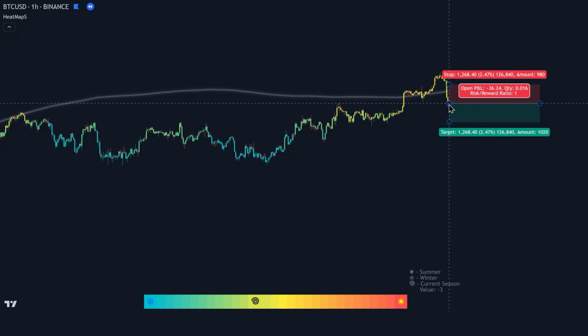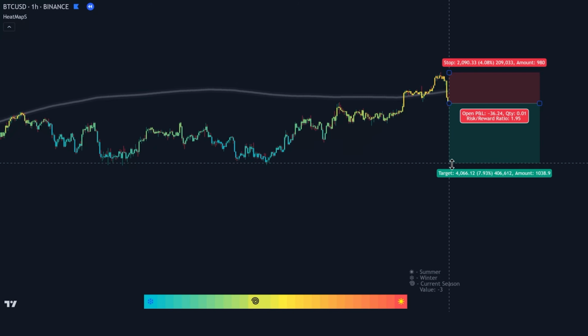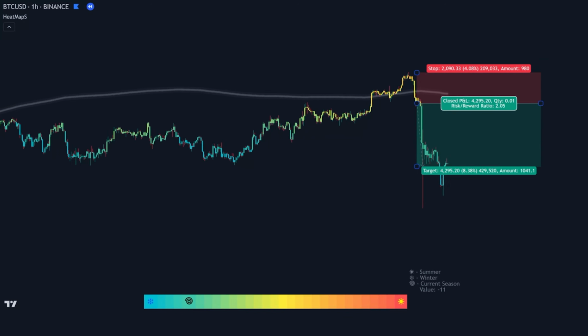To manage risk, we set our stop loss just above the highest point of the fake-out. This ensures protection in case the price unexpectedly reverses upward. For the take-profit target, we aim for a 1-to-2 risk-to-reward ratio, meaning the potential reward is 2 times the risk. Now, let's see how the sell trade plays out.